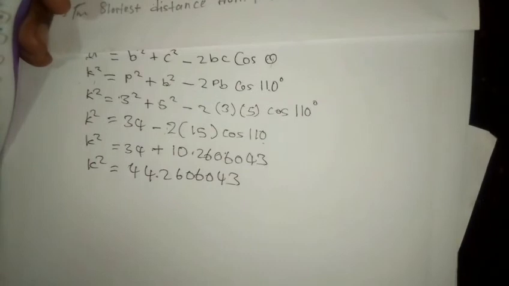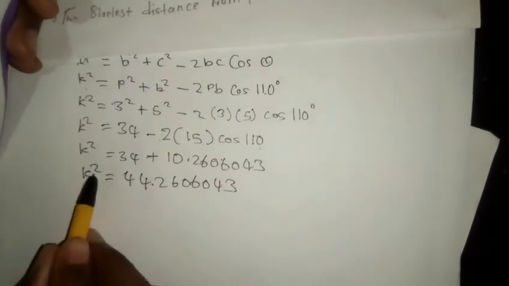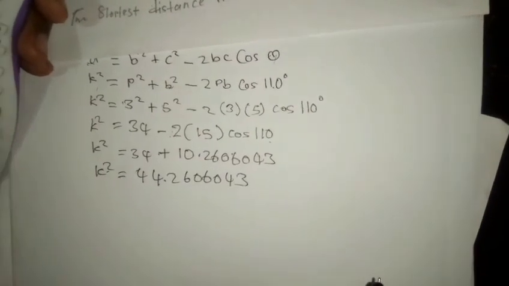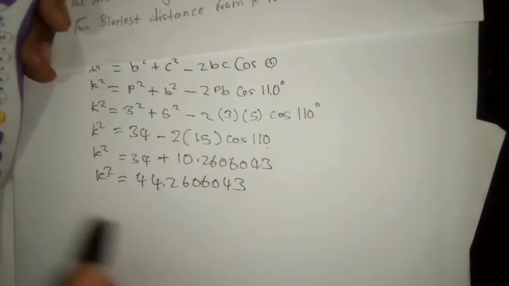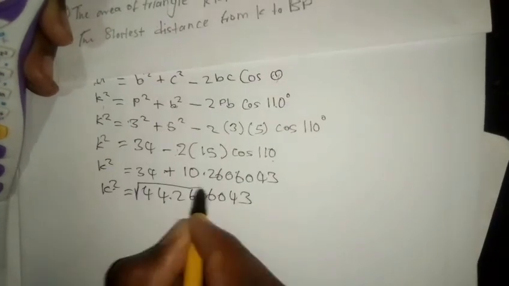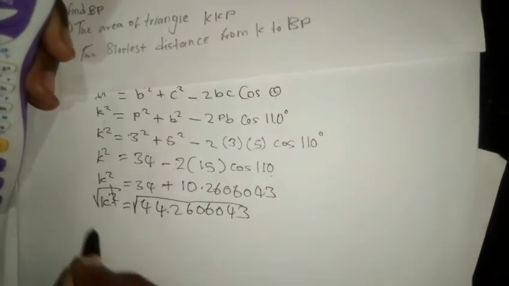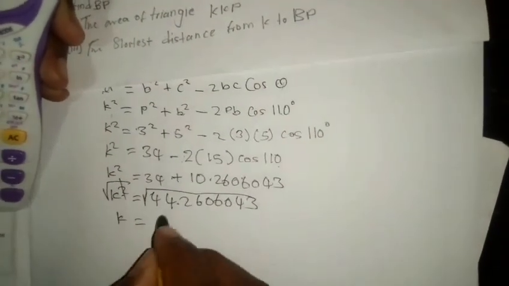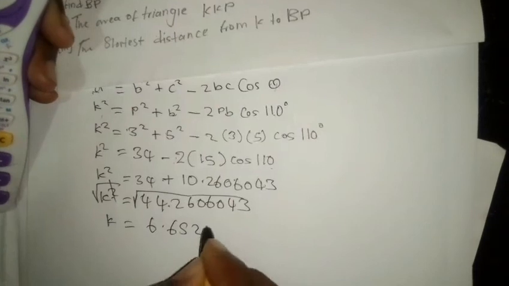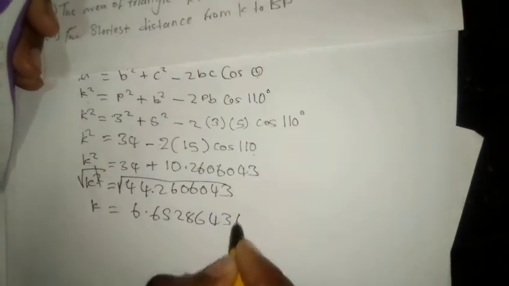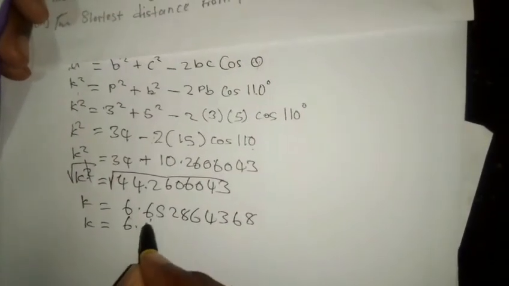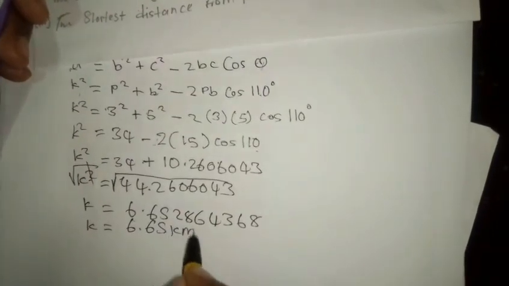Now never forget, always remember, we still have a square, which means we have to eliminate it. We have to introduce the square root to the final answer. We just introduce a square root here, and here. We kill the square. Now k equals 6.652864368. The final answer, you can round it to 2 decimal places according to the paper which you've been given. This is going to be 6.65 kilometers.